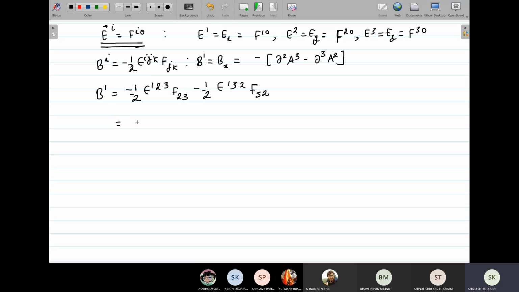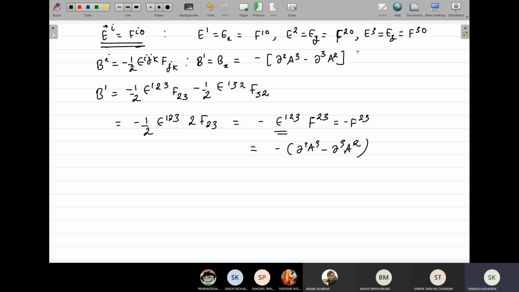This is equal to minus half epsilon 1 2 3 F23, so it will be twice F23. The 2 will go, and minus epsilon 1 2 3, that is 1, and F23 is F upper 23, which is equal to F23 with a minus sign. F23 by definition is del 2 A3 minus del 3 A2. Fine. So you do the rest, B2, B3.